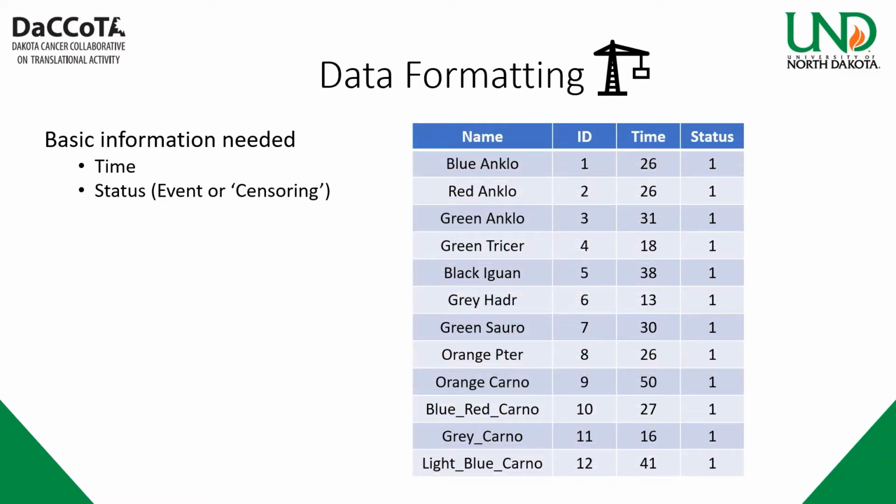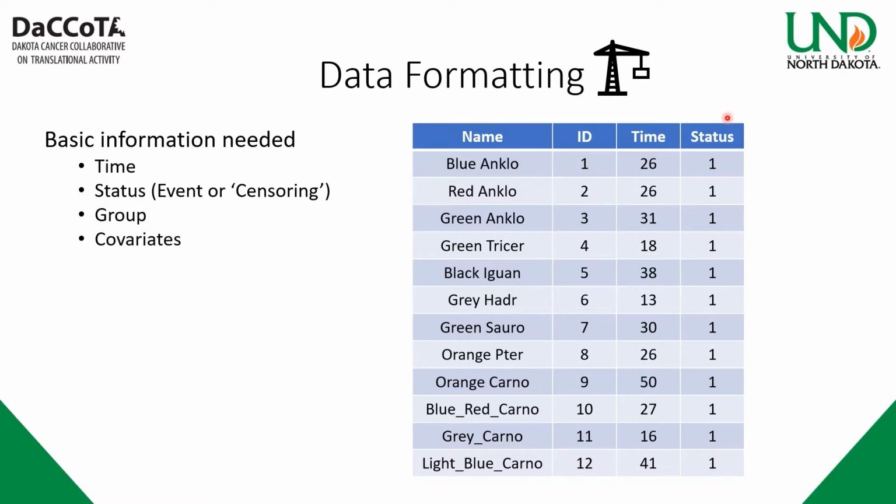So here is the example from last time. We had our 12 dinosaurs. I gave them IDs, but then the important bits here are the time and status. These are just ID variables. So you need time and status for any survival analysis. Now for more complicated survival analysis, say comparing groups, you'll also need a group.